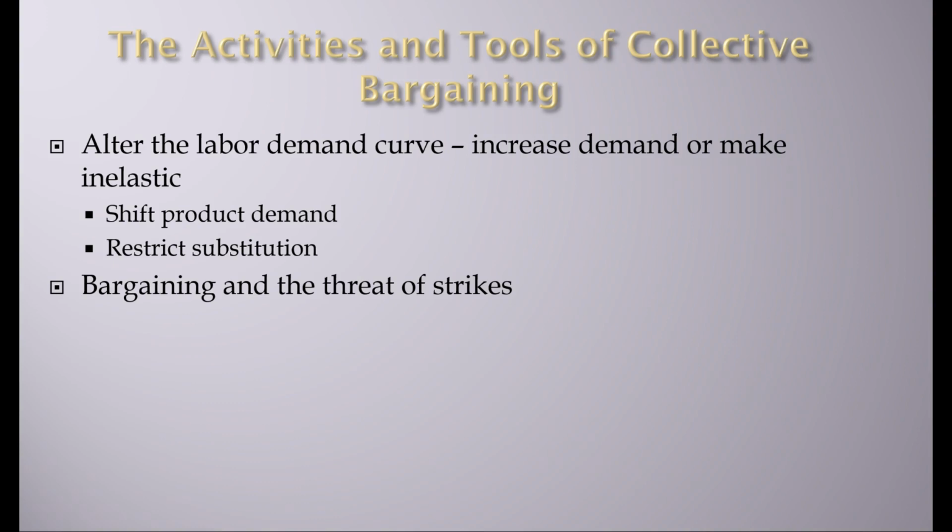Another way that they have gone to affect the demand is by restricting substitution. When you talk about production, substitution occurs when firms switch from labor to capital. So for example, a lot of companies now are switching from having people take orders when you go to a fast food restaurant to people doing it on a machine. And so unions have really gone to lengths to try to stop this.